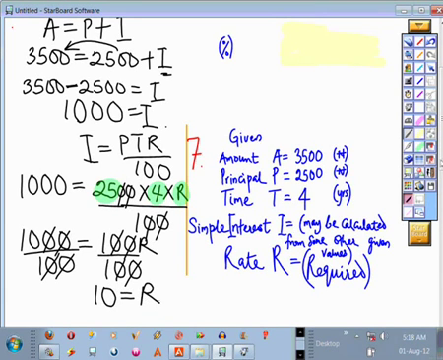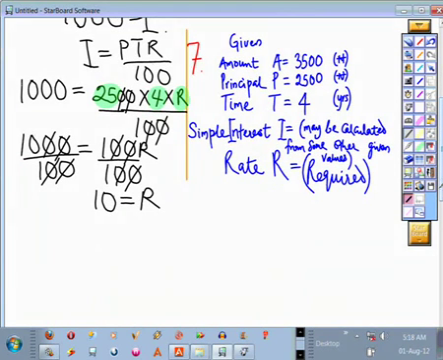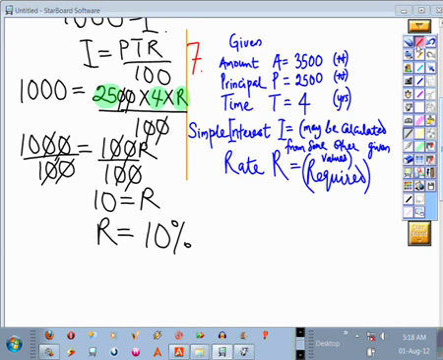Therefore, our final answer to this question is that R, the rate of the transaction, is 10%. And that, of course, is the final answer to the question.